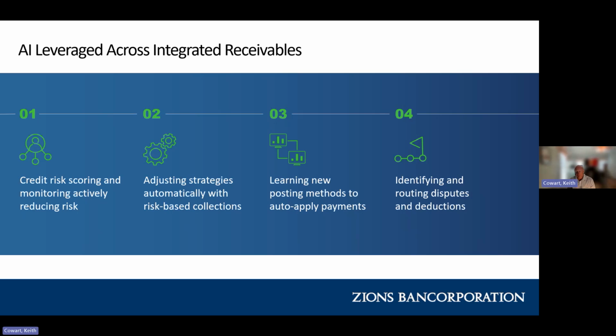And learning new posting methods in the cash application process. So identifying where there's an exception in that process that couldn't be matched automatically and monitoring what a user does to clear that exception, the system can learn how they applied those payments so that the next time a payment comes in, it can use that as an attempted posting method. And then being able to identify and route disputes and deductions.